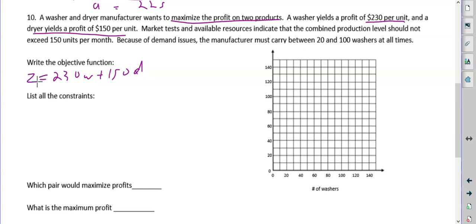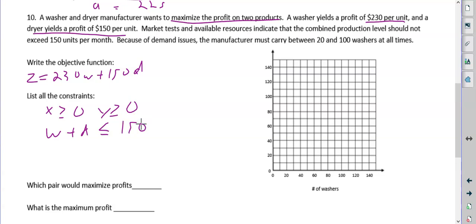Okay. List all the constraints. Immediately, I just put them. Now, market tests and available resources indicate that combined production level should not exceed 150 per month. So washers and dryers total, just together, should be less than or equal to 150.